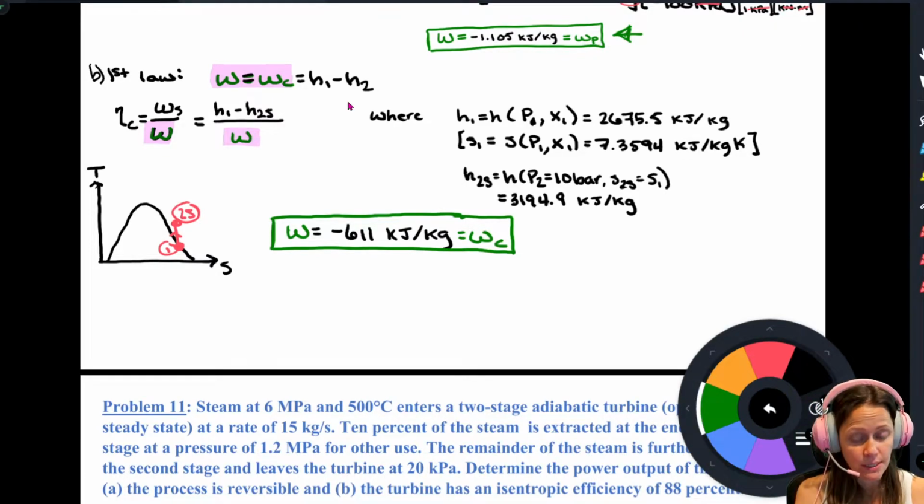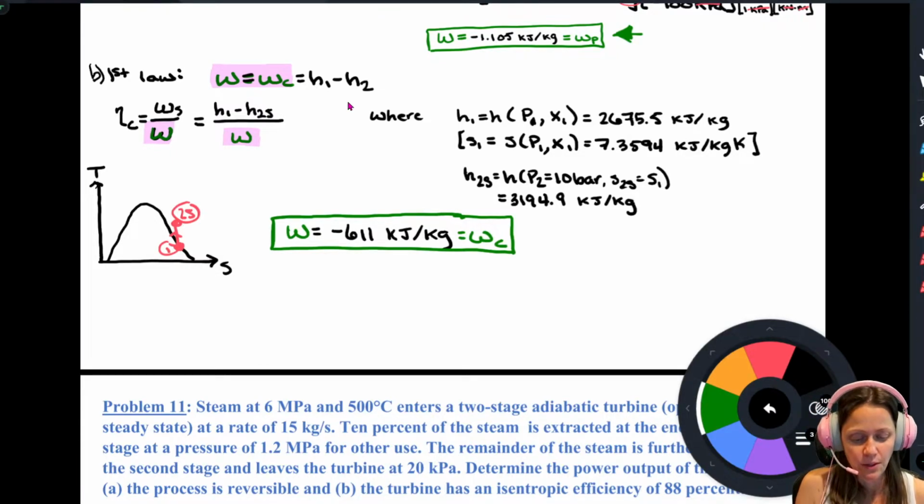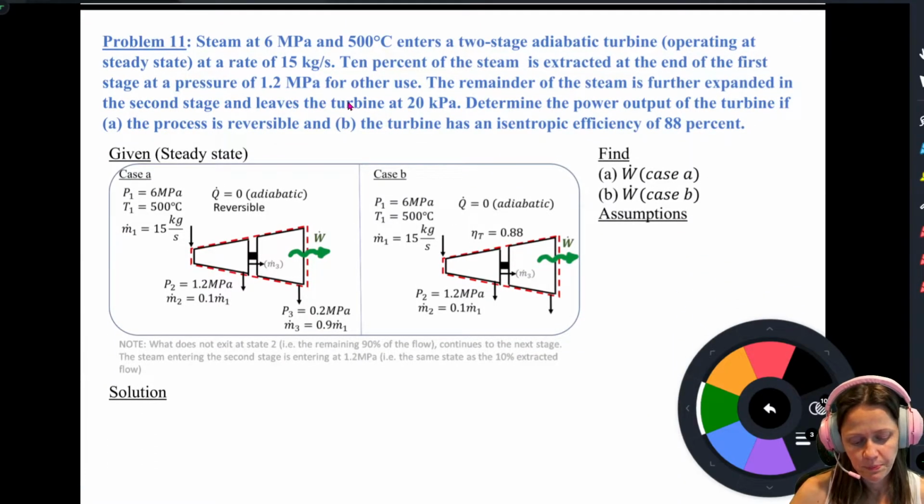You're still compressing. In this case, you were compressing water from 100 kilopascals to 1 megapascal, and the only difference was that with the pump, you're doing it as a liquid. With the compressor, you're doing it as a gas. So if you, as an engineer, have the choice, you want it to be as a liquid, right? Because it's going to take you less work. Okay, so let's see what we can do with this problem.